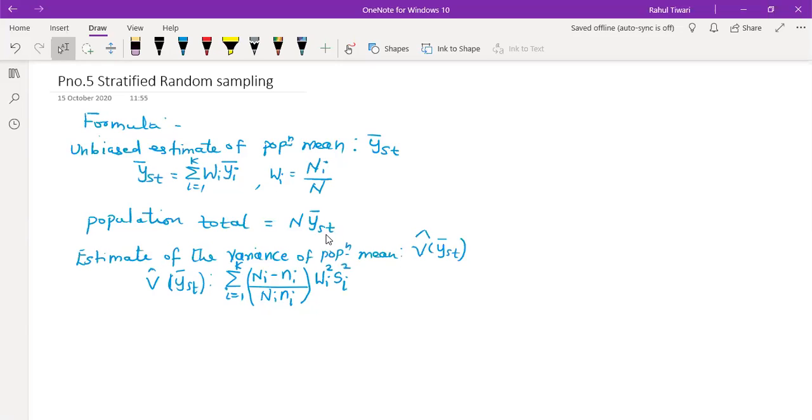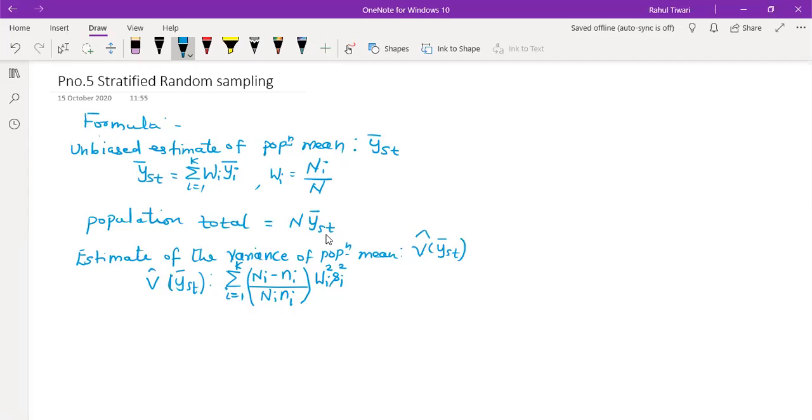But since we are using the estimate, I am going to replace it with small s square. Remember? I think that theory I have already explained. So you may go with the theory and use the formula there, which is small s square. This is the formula for the estimate of that variance.